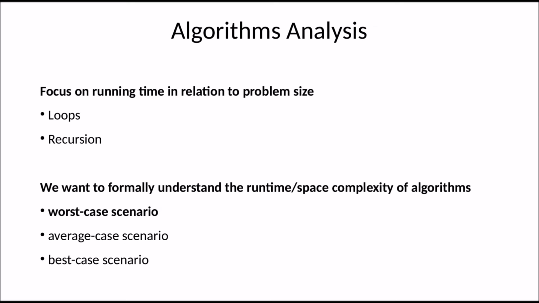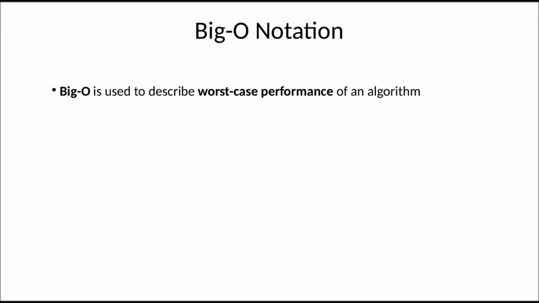Then we want to focus on the worst case scenario. It doesn't help if the algorithm is very fast, but that happens only 1% of the time. So we really want to know what is the worst case scenario? What is the guaranteed time that it executes? So in order to describe the performance, we use Big O notation.